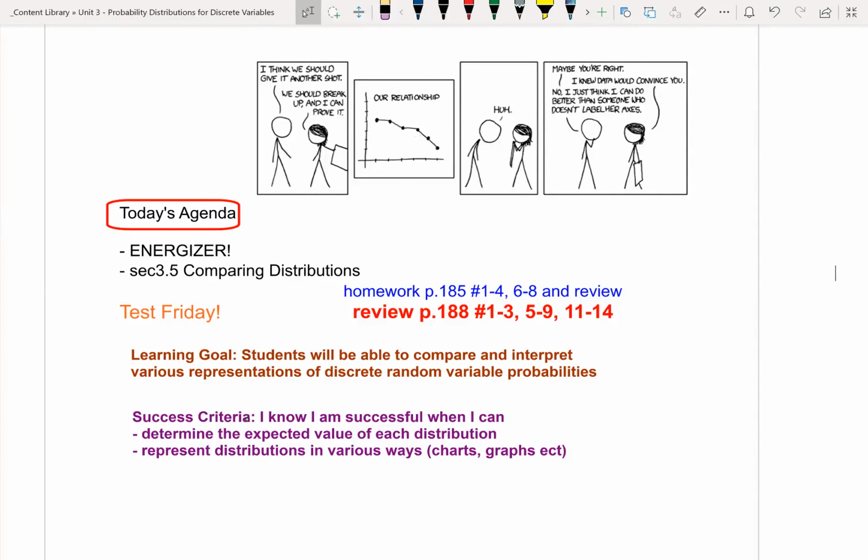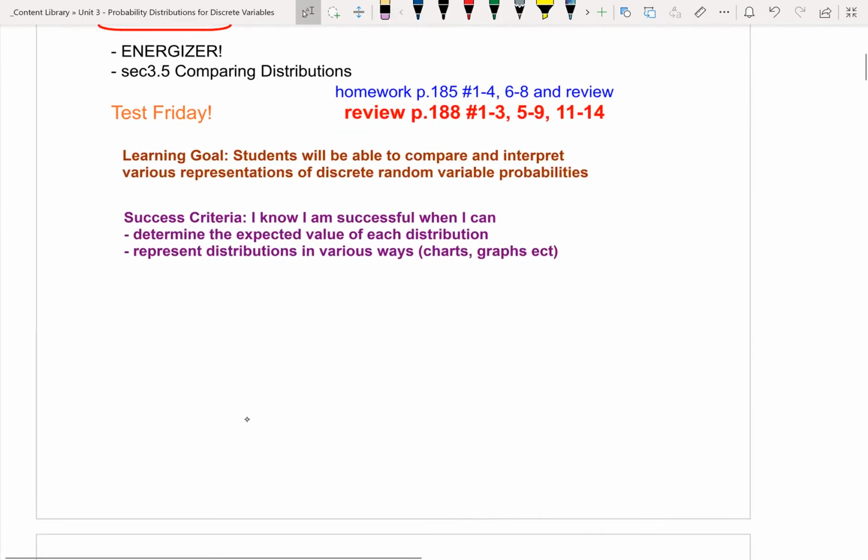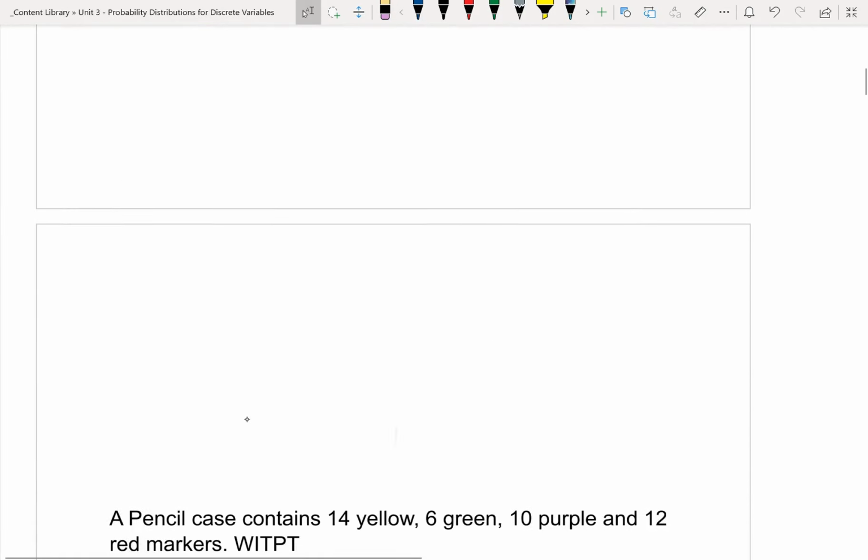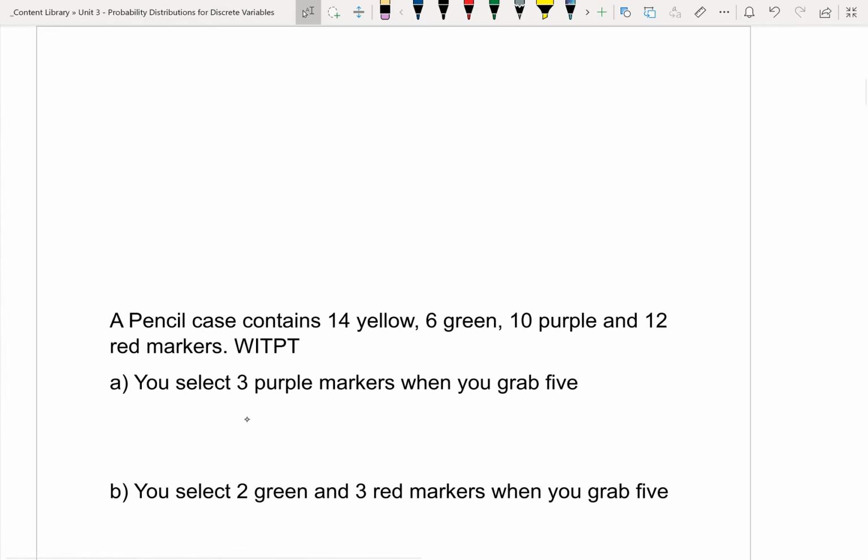In today's note, we're going to be looking at comparing distributions. So our goal today is to be able to look at different scenarios and identify what type of distribution we should be using. Before we get into that, let's look at hypergeometric again, just as a little bit of a review from our last note.